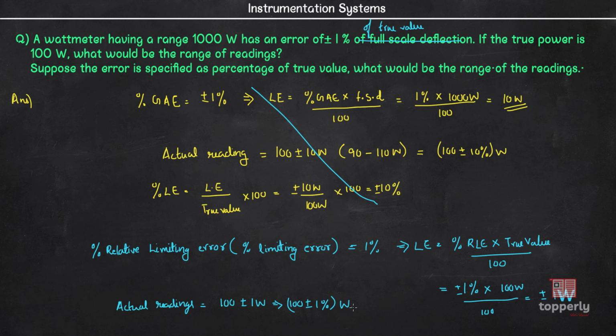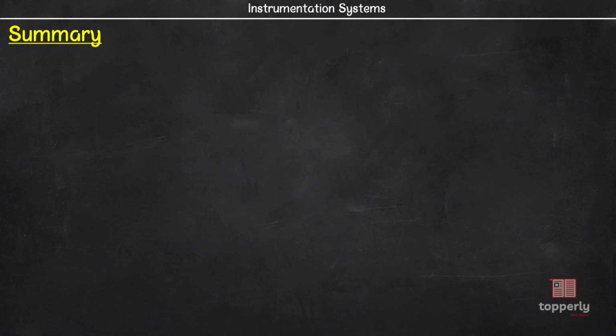Okay, so that's all for this lecture. To summarize, we learned about limiting error, then we saw relative limiting error, and finally guaranteed accuracy error.